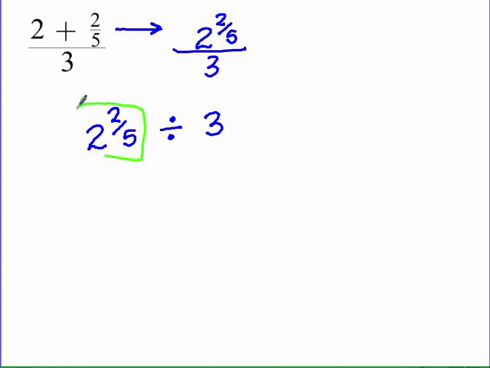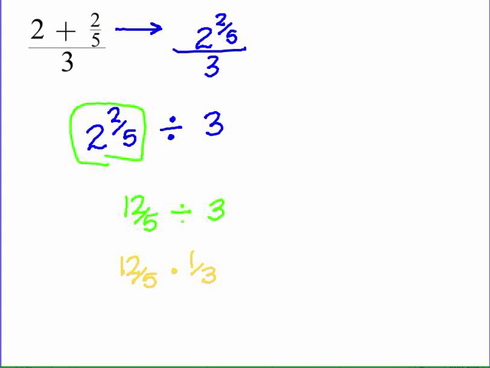If I write this here not as a mixed number, as an improper fraction, what would that be? 12/5. 12 over 5. Remember how we get that? 5 times 2 plus 2, divided by 3. So now I need to think, okay, dividing fractions. How do I divide by a fraction? I multiply by the reciprocal, which is 1/3.